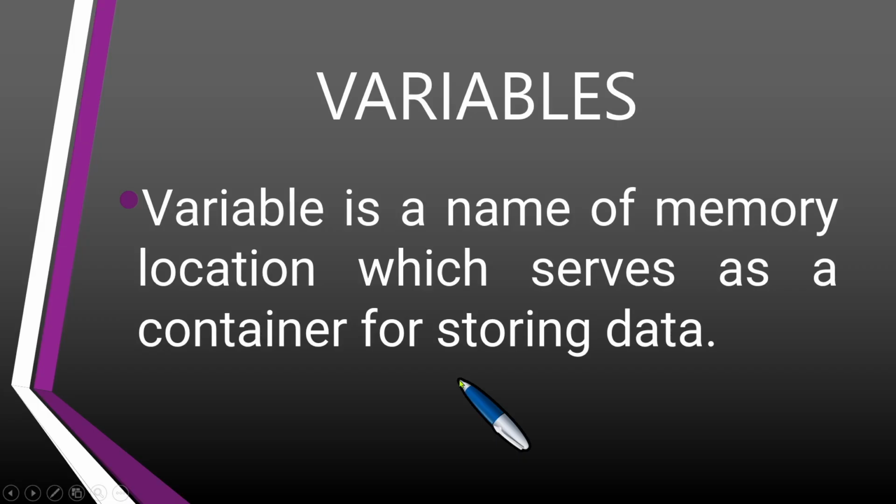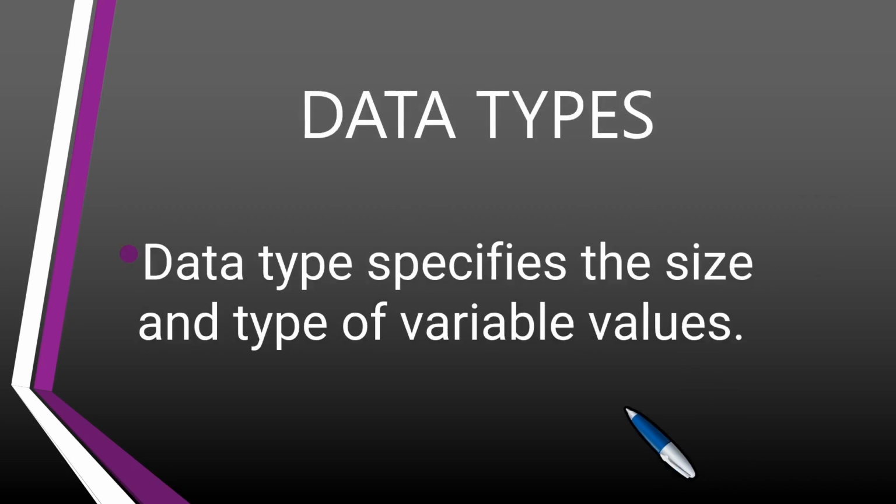Now, a variable is simply a name of a memory location which serves as a container for storing data. When we talk about data, it could be your name, your address, your age or your student number, your employee ID, or even your account name or account number. Those are variables wherein we store the data that could be coming from the user or as an initial value. Now, every time we use variables, there should be a data type.